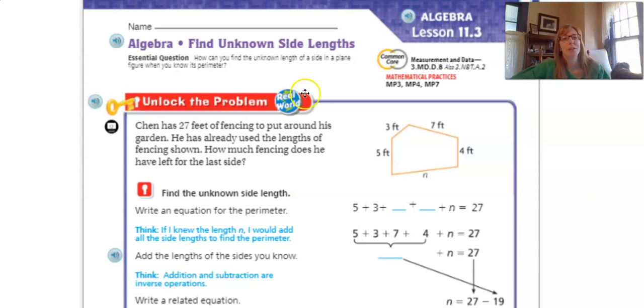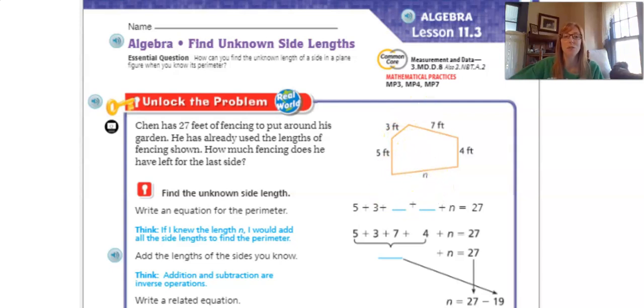We're doing algebra today. So we're going to find the unknown side. Essential question: How can you find the unknown length of a side in a plane figure when you know its perimeter? Now remember, a plane figure is a shape. So we need to make sure that we know it's a flat surface, it's a plane shape, and they're going to tell us the perimeter, but they're going to give us a letter.